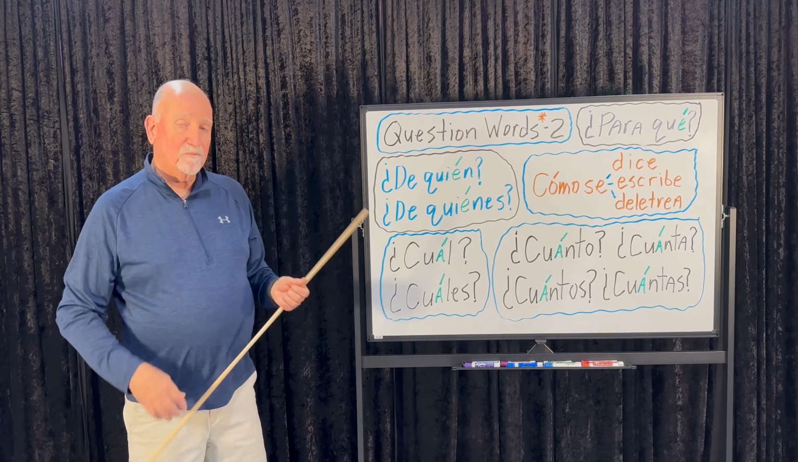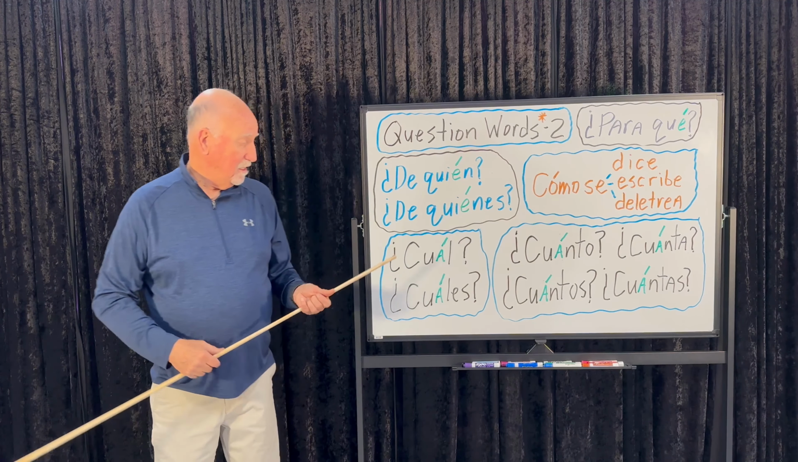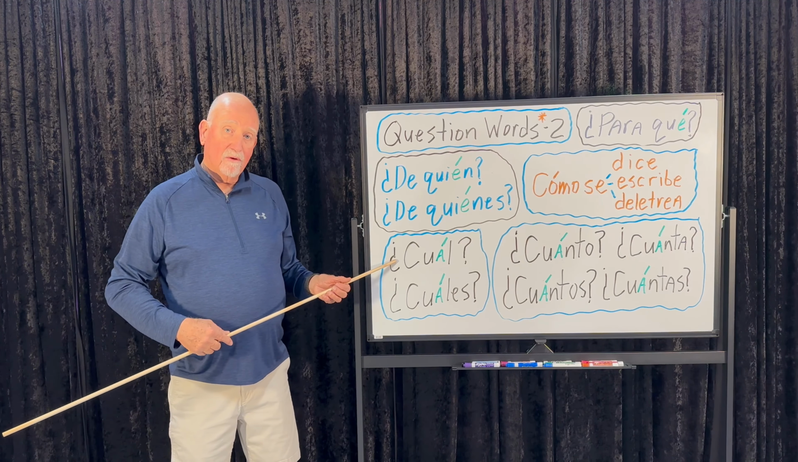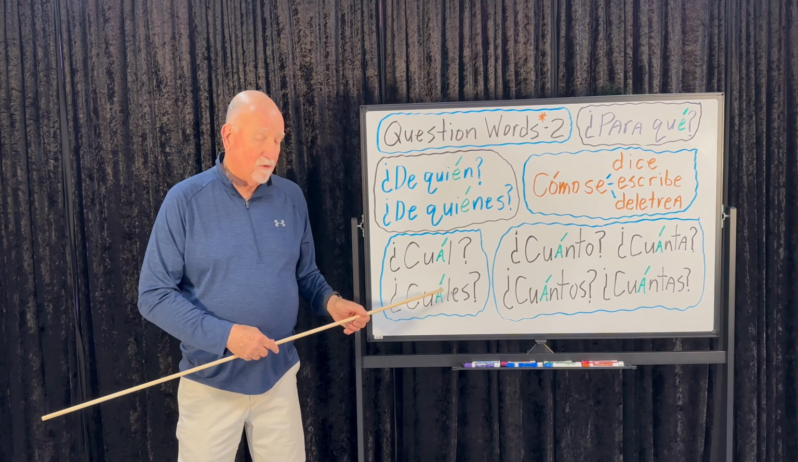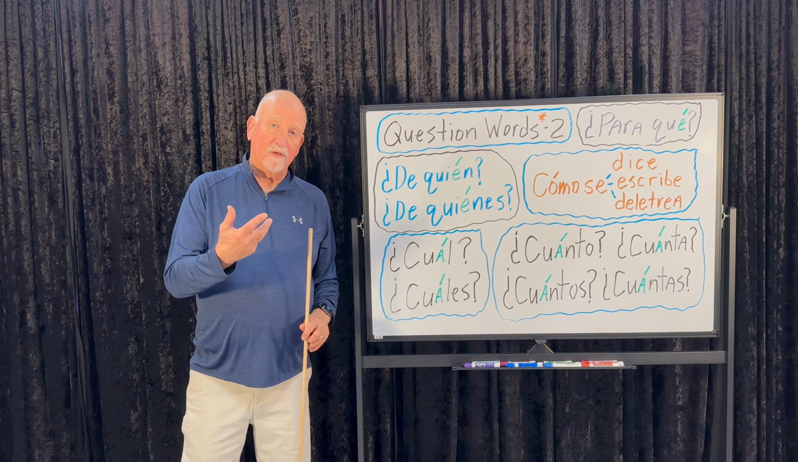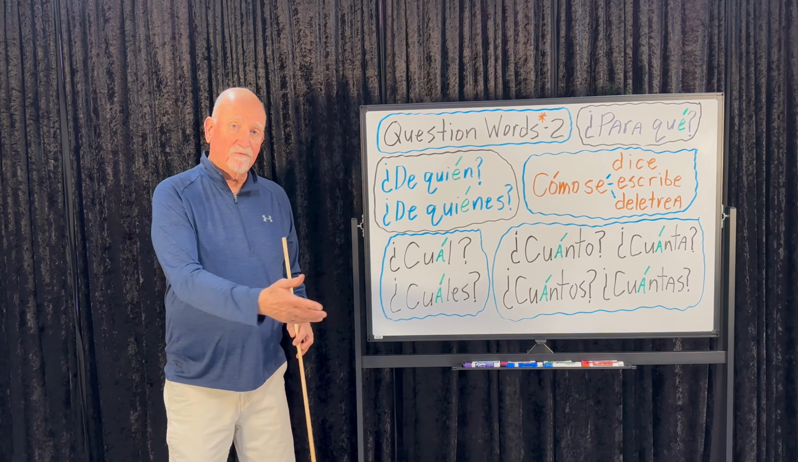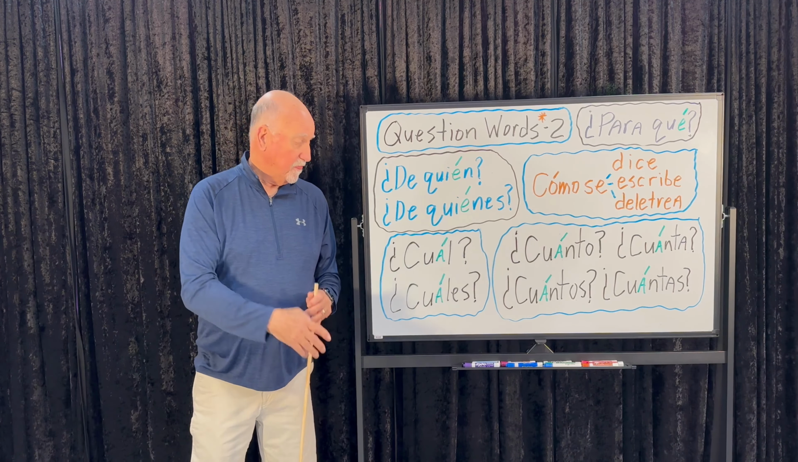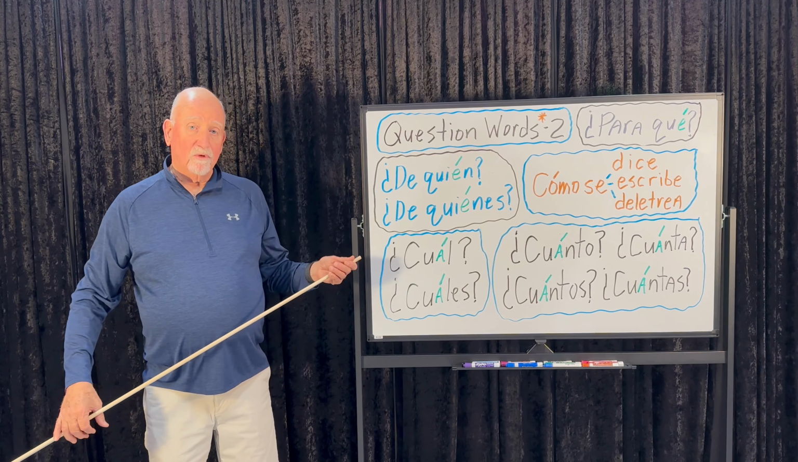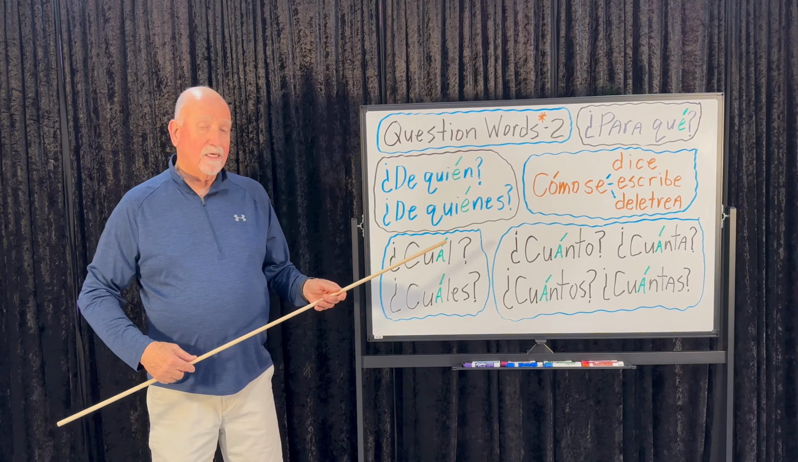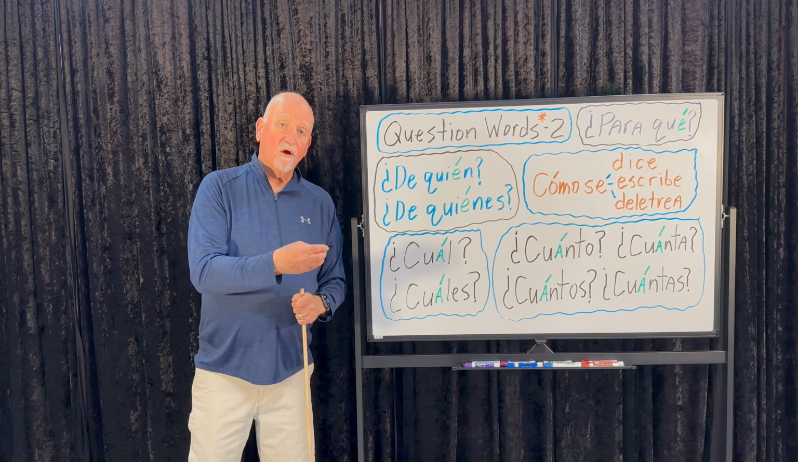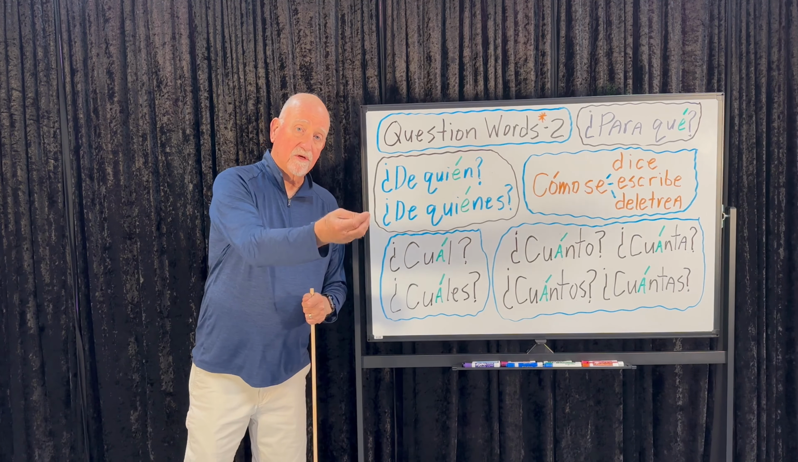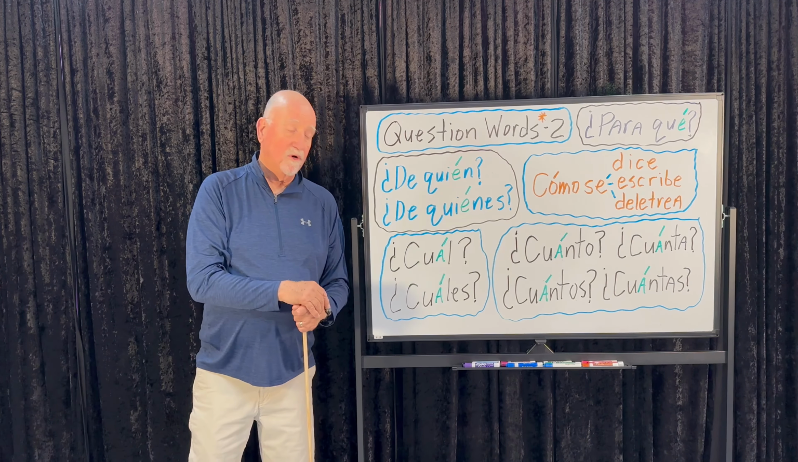Cuál and cuáles both mean which. But again, cuál is which, when you're talking about something singular. Cuáles is which ones, when you're talking about something plural. If I have a bunch of photographs that I'm giving away, and I want to say to someone, which one do you want? ¿Cuál quiere? ¿Cuál quiere, señor? Which one do you want, sir? ¿Cuál foto quiere, señor? ¿Cuál quiere? Which one do you want?